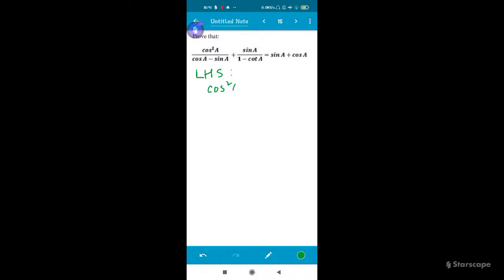So cos square A by cos A minus sine A plus sine A divided by 1 minus cot A. Since in the answer, on the right hand side, we have sine and cos, I can convert this cot into cos and sine form. So let's do that.